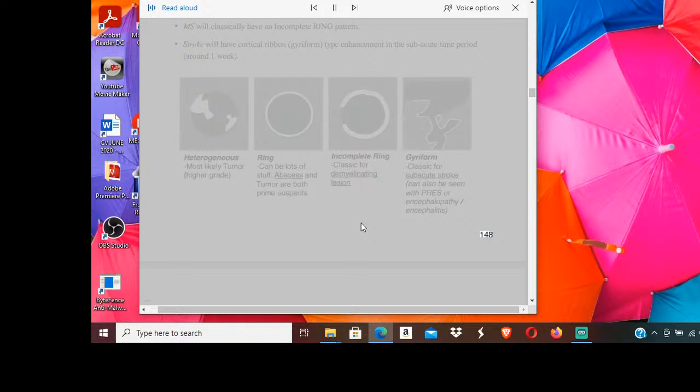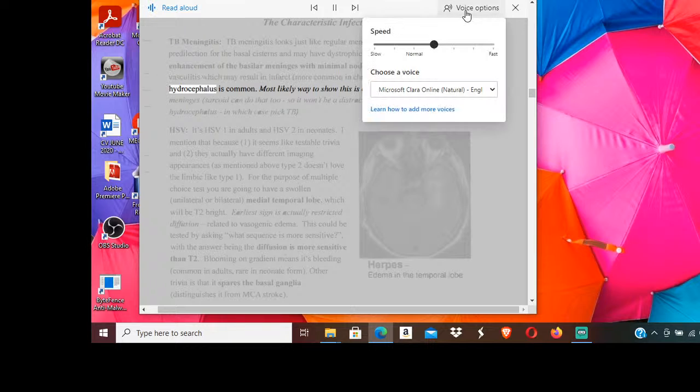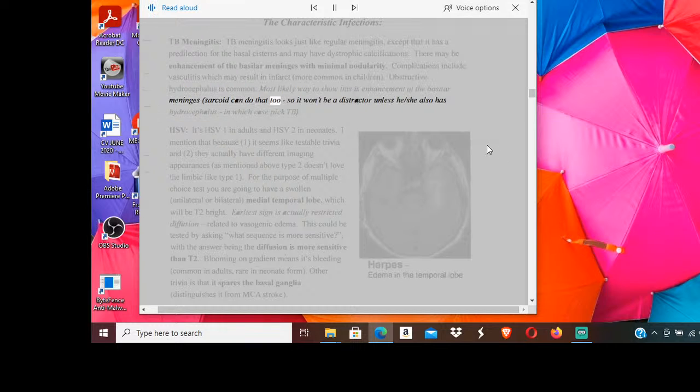148. The characteristic infections. TB meningitis. TB meningitis looks just like regular meningitis, except that it has a predilection for the basal cisterns, and may have dystrophic calcifications. There may be enhancement of the basilar meninges with minimal nodularity. Complications include vasculitis, which may result in infarct, more common in children. Obstructive hydrocephalus is common. Most likely way to show this is enhancement of the basilar meninges. Sarcoid can do that too, so it won't be a distractor unless he or she also has hydrocephalus, in which case pick TB.